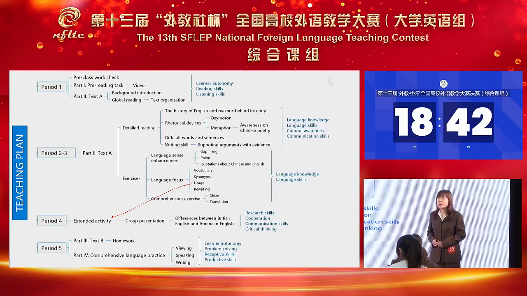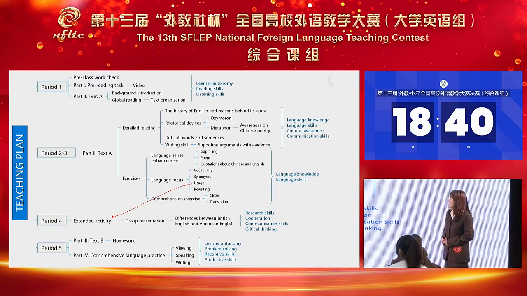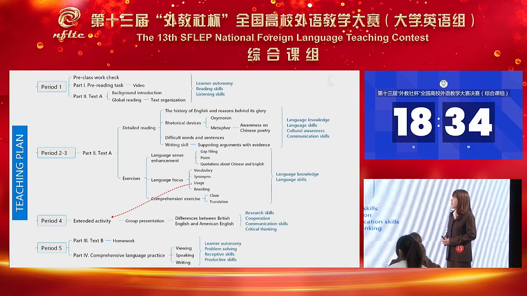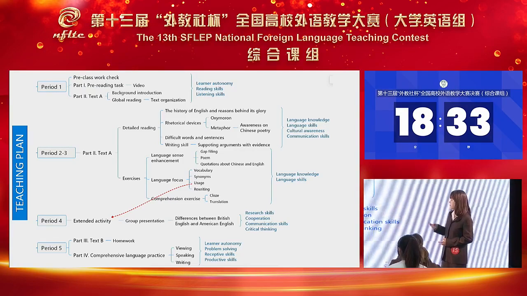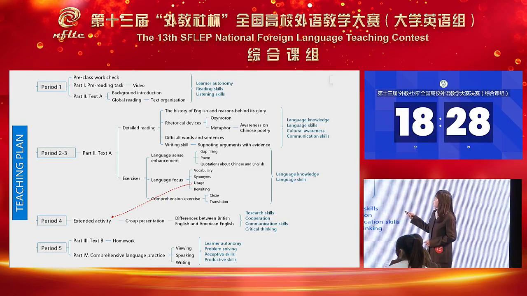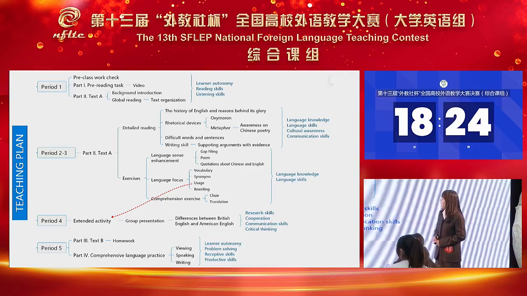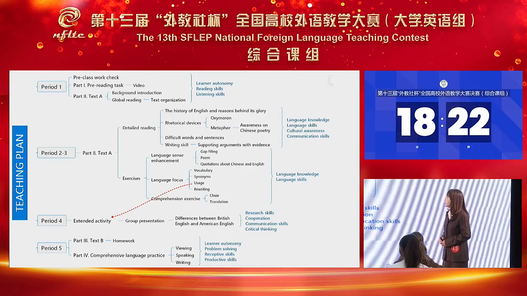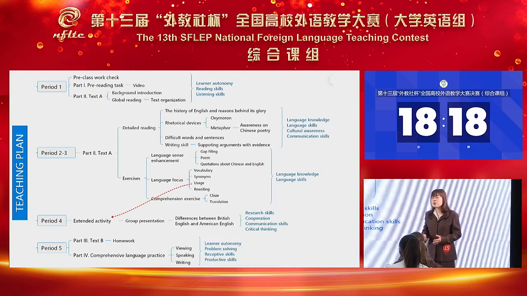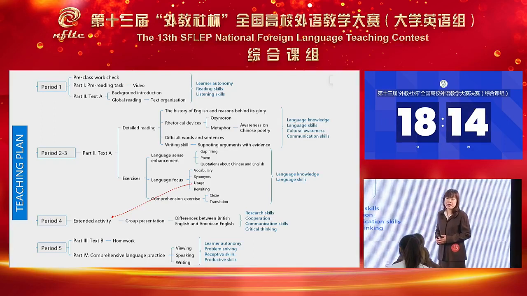I'm actually following a skill-based syllabus design. To complete the whole unit, I'm going to use 5 periods. Period 1 covers pre-class work check, pre-reading task, and the background information and global reading of text A. The purpose of Period 1 is to motivate the students, activate their background knowledge, and also prepare them for the coming reading session.